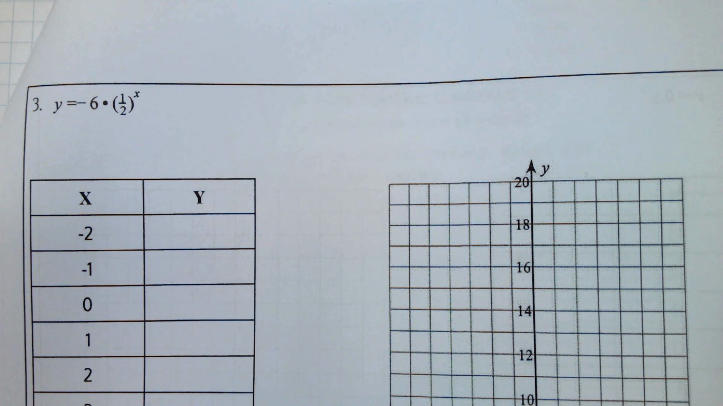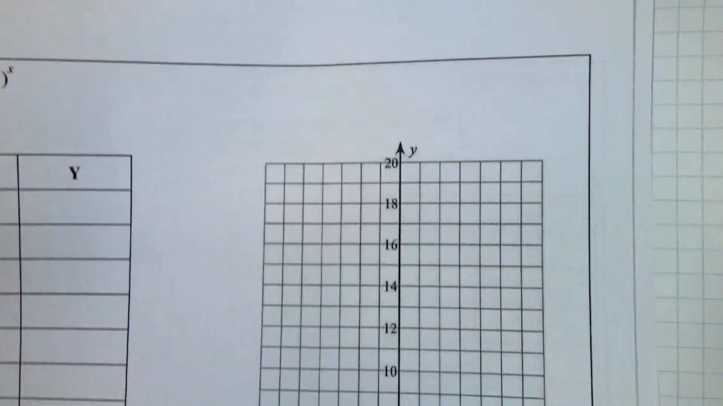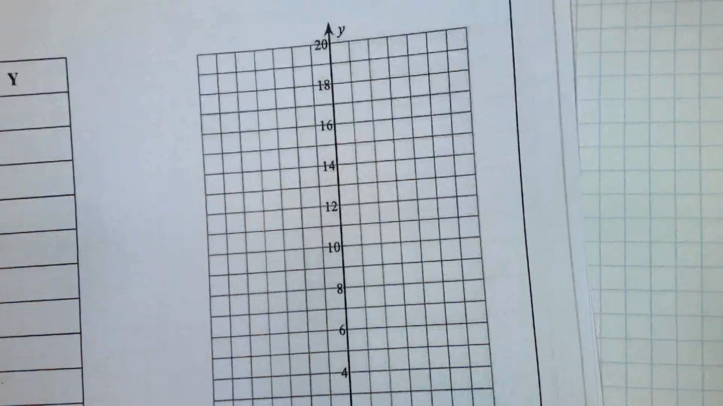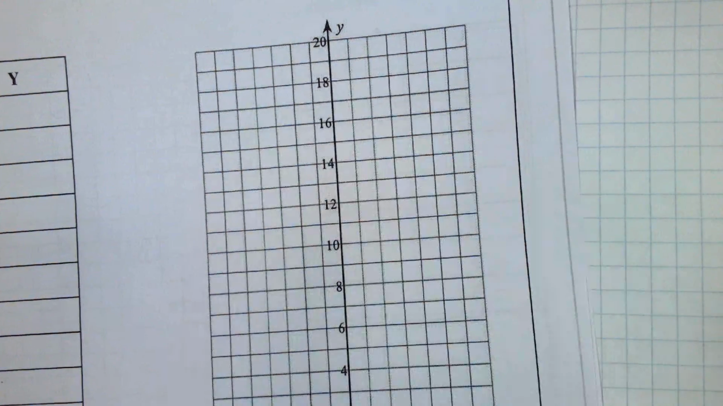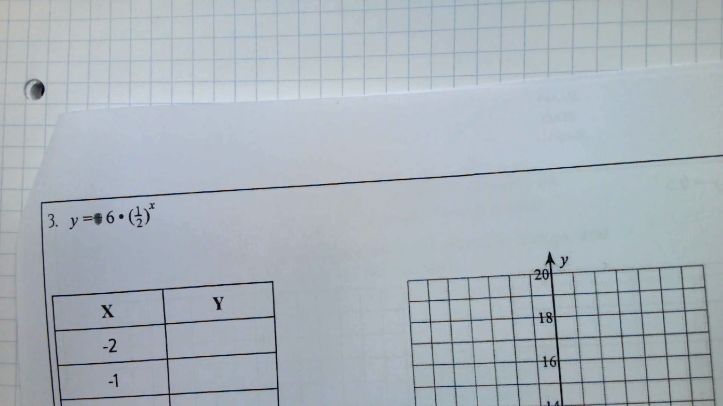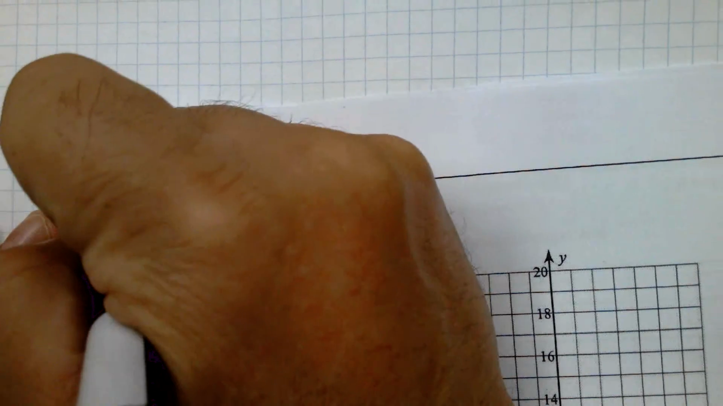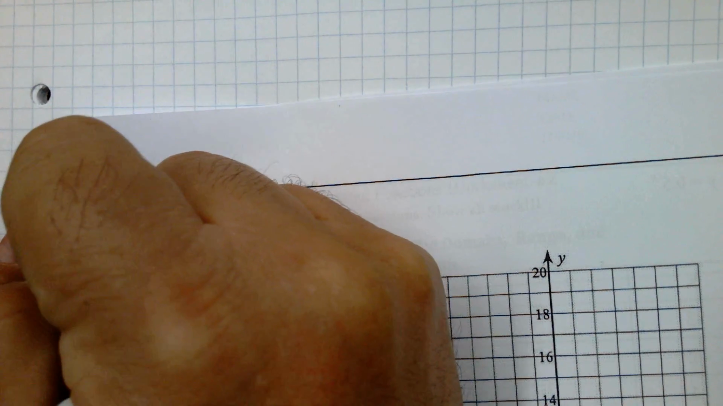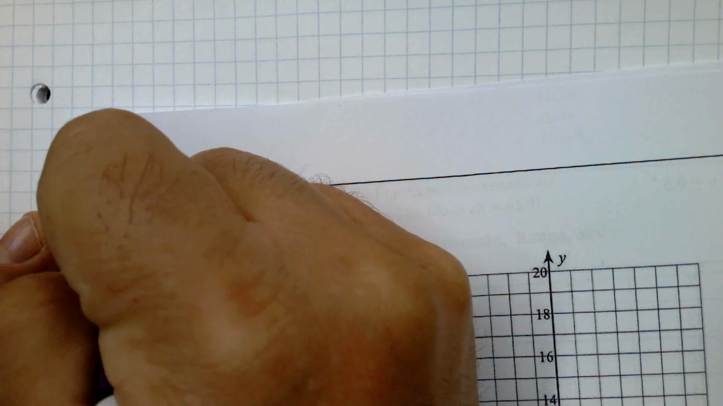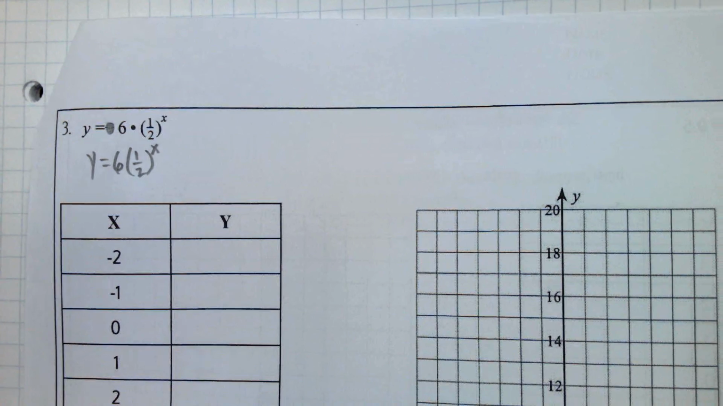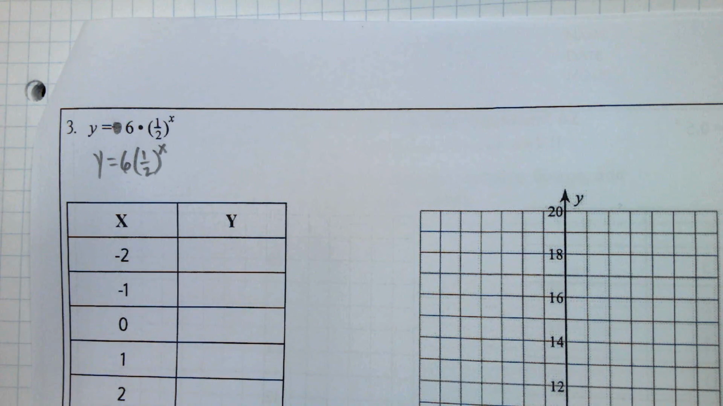All right. So the issue here is, look at your graph. Is there any way we could graph this function here? No. We would need the negative side. So real simple. It's just y equals 6 times 1/2 to the x. Typo there. That negative wasn't meant to be there. So y equals 6 times 1/2 to the x. Okay? All right. Make sure you write that or you get that corrected. Otherwise, we'll have some issues there.